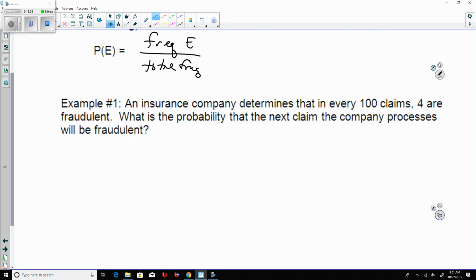The insurance company determines that every 100 claims, 4 are fraudulent. So what's the probability that the next claim the company processes will be fraudulent? 4 out of 100, which is 4%. And that's what they think should happen. Okay. Will it always happen? No, of course not. I know a lot of notes today, a lot of notes. We're almost there.